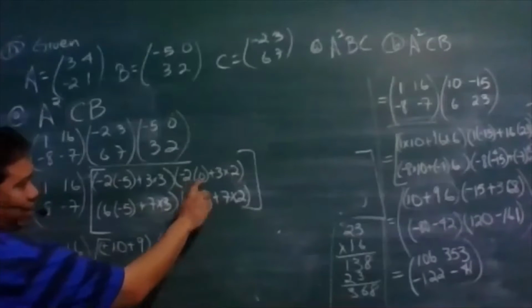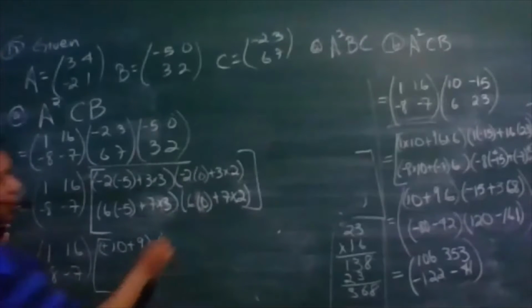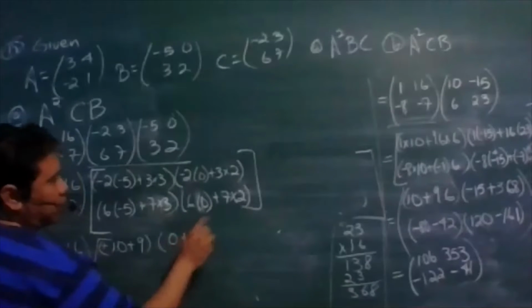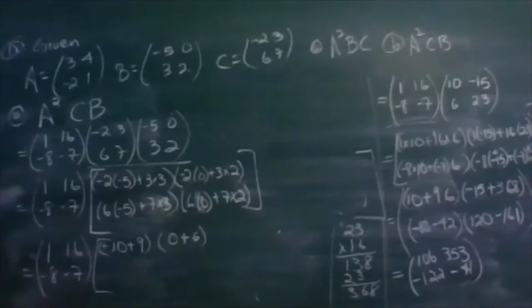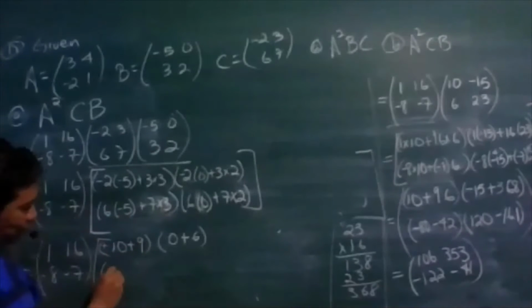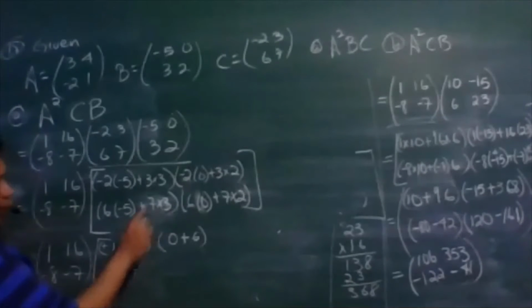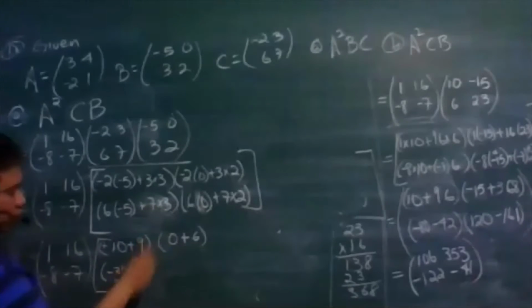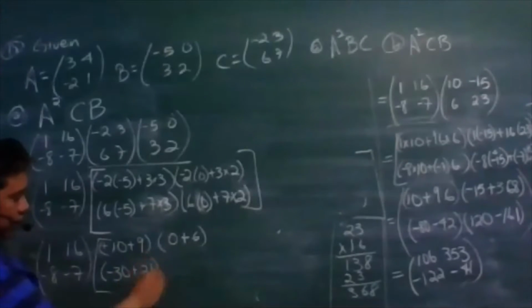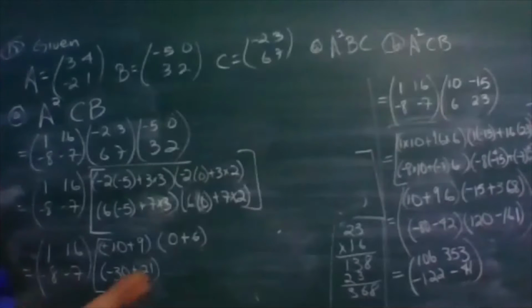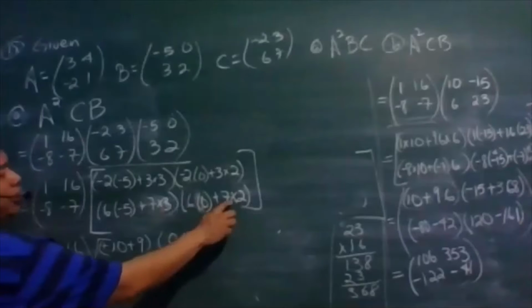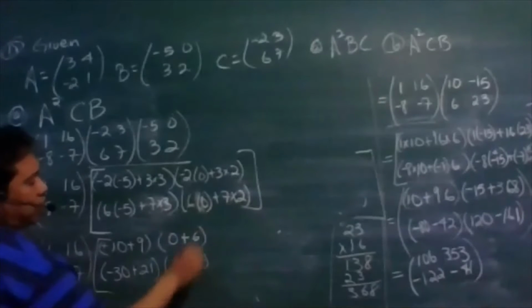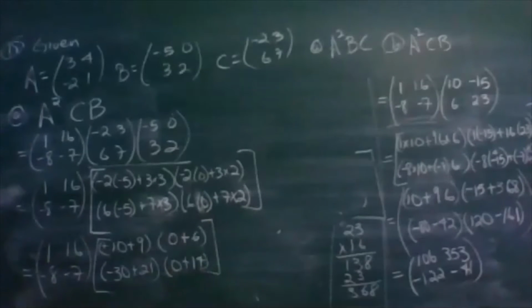0 times any number, be positive or negative, is always 0. Plus 3 times 2 is 6. So that will give me my second element. 6 times -5, that's going to be -30. Plus 7 times 3 is 21. That's going to be my third element. 6 times 0 is 0. Plus 7 times 2, that's 14. So that will give me my fourth element.